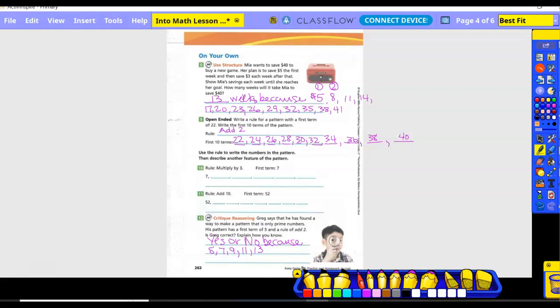Greg says that he has found a way to make a pattern that is only prime numbers. So are all those numbers only prime? No. Which one is not prime? 9, right? Guys, did we get to 15? We haven't got to 15 yet. But you're right, 15 is not a prime number, but 9 has what factors? 1, 3, and 9, right? Now, are all the other ones prime? Yes. Okay. But 9 is not. So would that work? No.